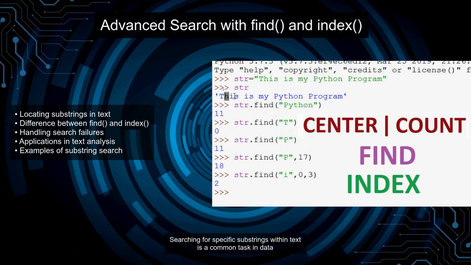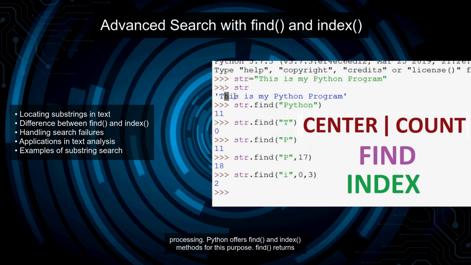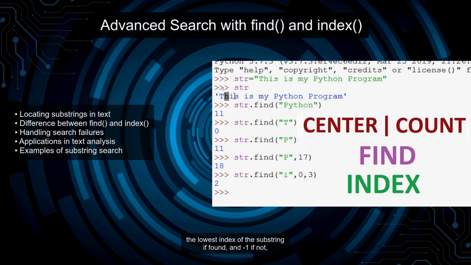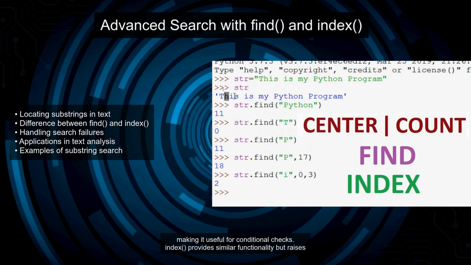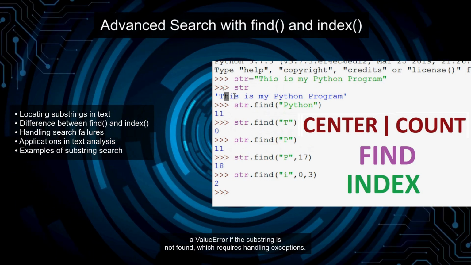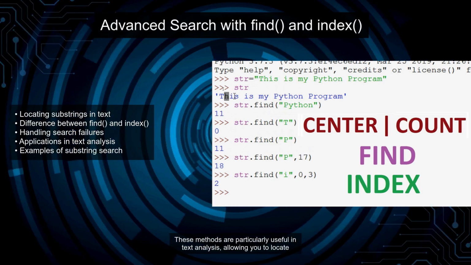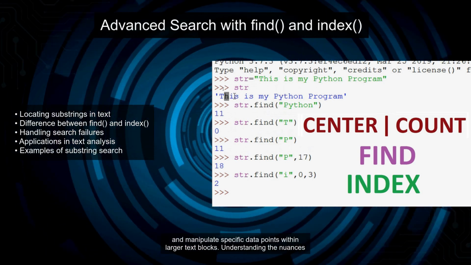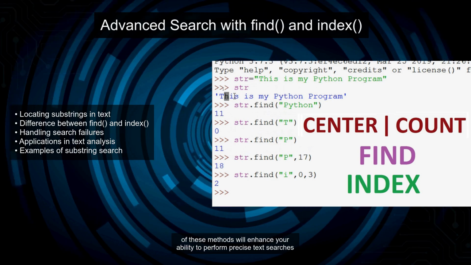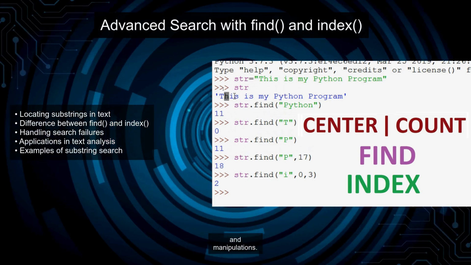Searching for specific substrings within text is a common task in data processing. Python offers find and index methods for this purpose. Find returns the lowest index of the substring if found, and -1 if not, making it useful for conditional checks. Index provides similar functionality but raises a ValueError if the substring is not found, which requires handling exceptions. These methods are particularly useful in text analysis, allowing you to locate and manipulate specific data points within larger text blocks. Understanding the nuances of these methods will enhance your ability to perform precise text searches and manipulations.